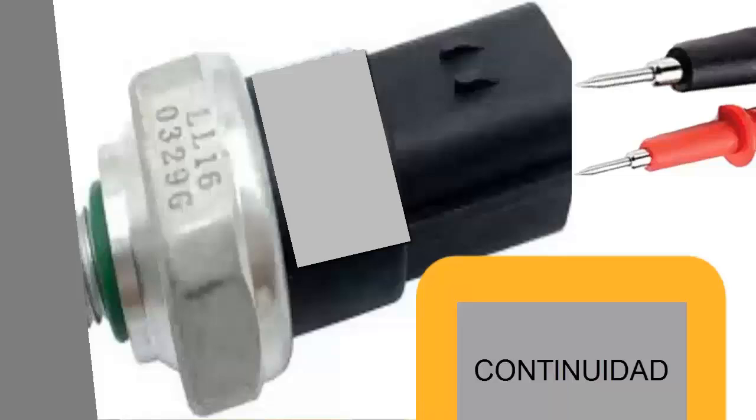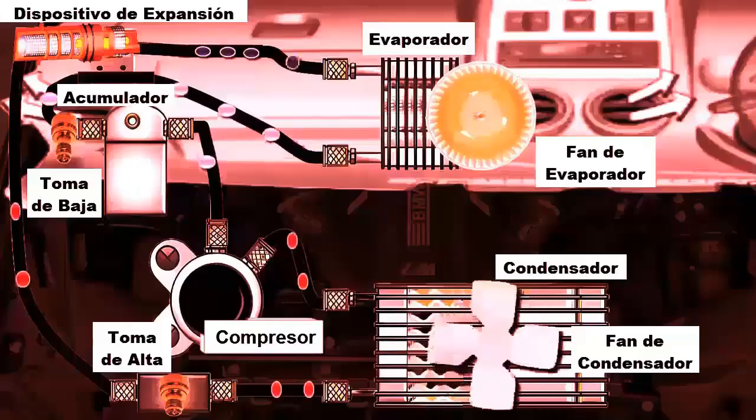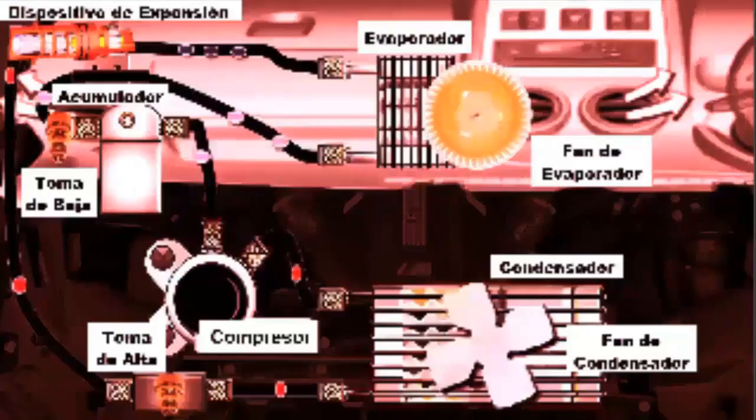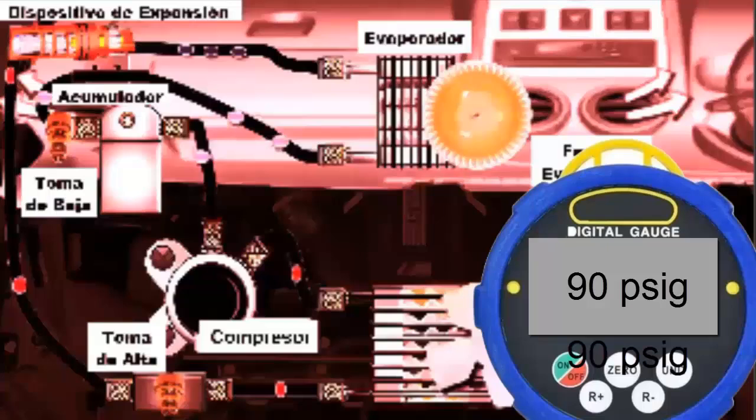D. If you have a manifold gauge set, measure the system pressure with the engine off. It should be around 90 psi, indicating an adequate refrigerant charge. If the compressor fails to activate, the issue could be the low-pressure switch.